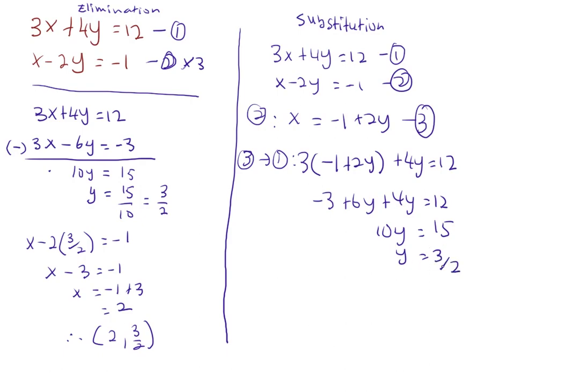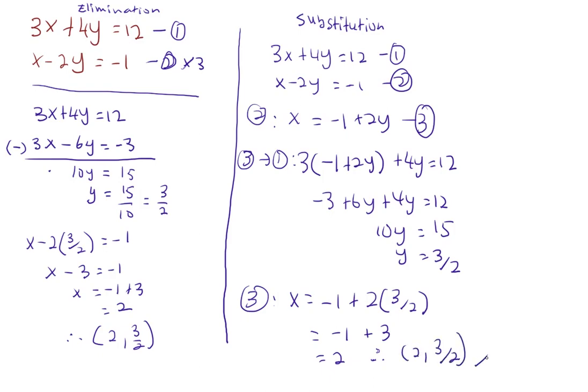Since we have y equals 3 over 2, we substitute it again into our third equation. In our third equation, x equals negative 1 plus our y, which has become 3 over 2, so negative 1 plus 3 equals 2. Therefore, our solution is 2, 3 over 2. Okay, these are the examples of elimination and substitution for linear equations.